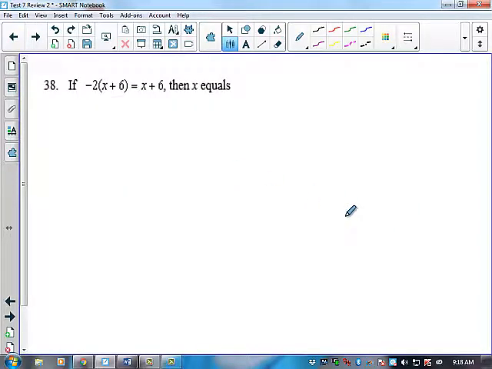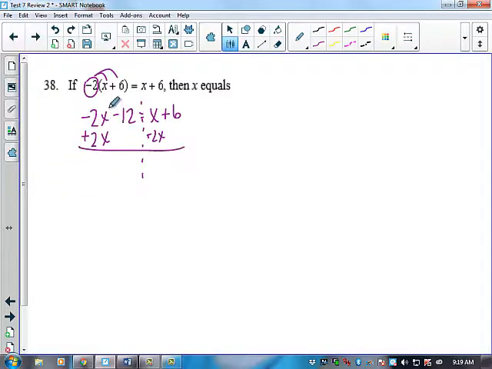Okay, 38, they want us to solve for x. So I'm going to start by distributing this -2 to everything inside. So -2 times x is -2x. -2 times 6 is -12, equals x plus 6. Okay, I want to get all of my x's on the same side. Both sides are simplified, but I need my x's on the same side. So I'm going to add 2x to both sides, since the opposite of -2x is to make it positive. So I have -12 equals 3x plus 6.